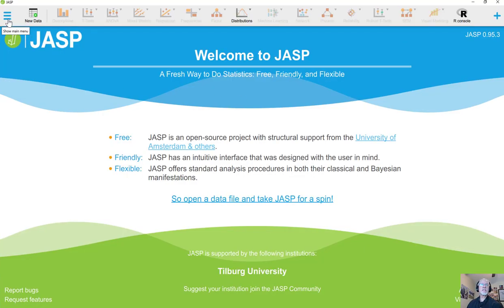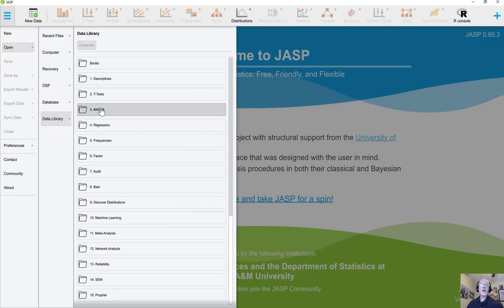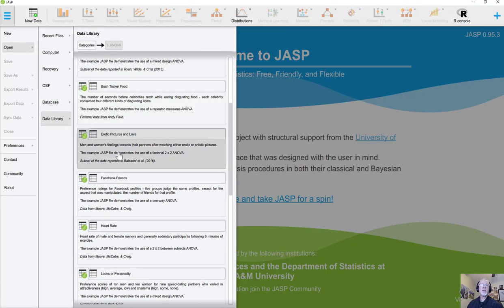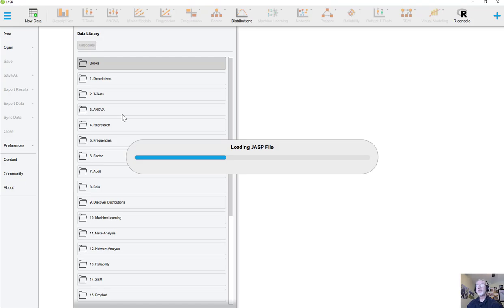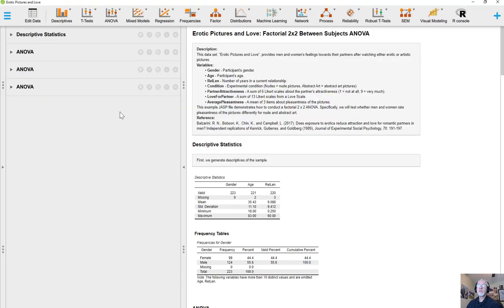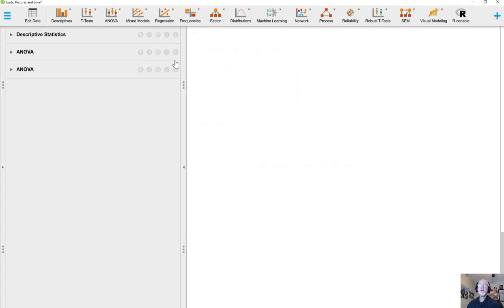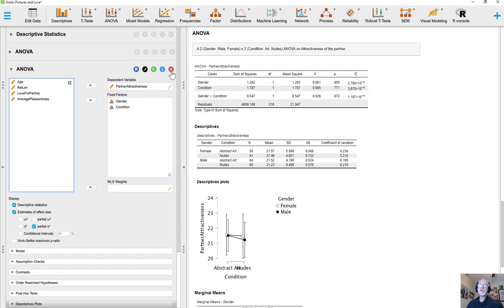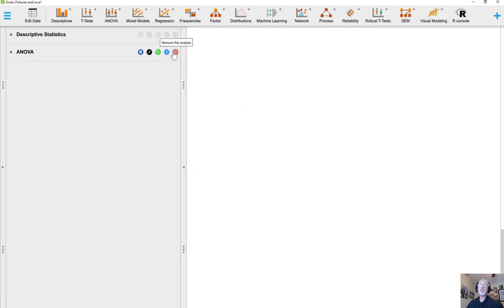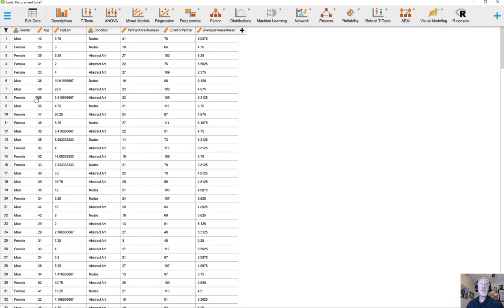If you open up JASP, go Open, Data Library, go to ANOVA, and Erotic Pictures in Love. Takes a bit to load. I want to get rid of all of the instructional materials that have been pre-run here and just get the data set.